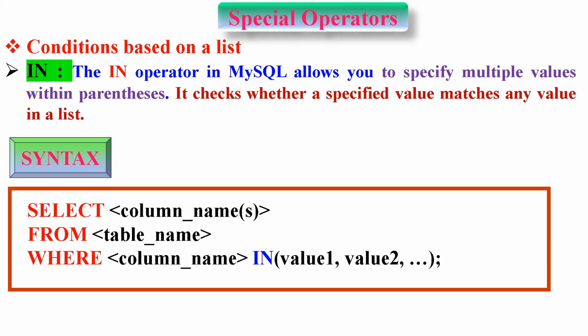Next, we discuss the conditions based on a list, the IN operator. The IN operator in MySQL allows you to specify multiple values within parentheses. It checks whether a specified value matches any value in a list.